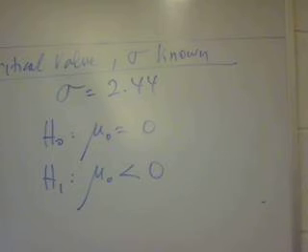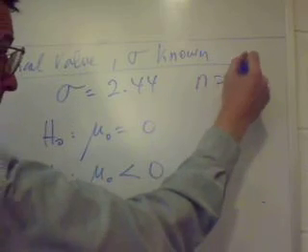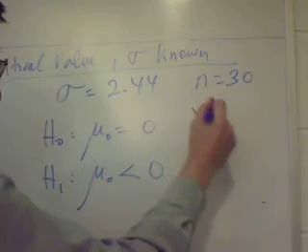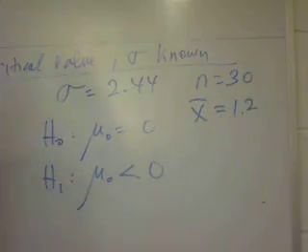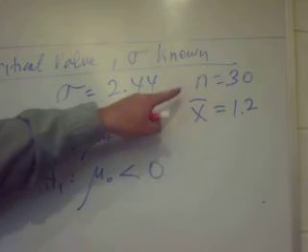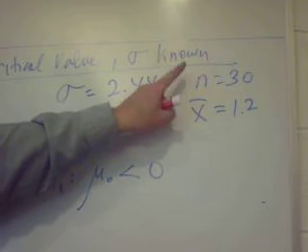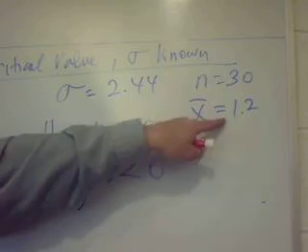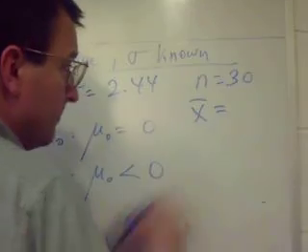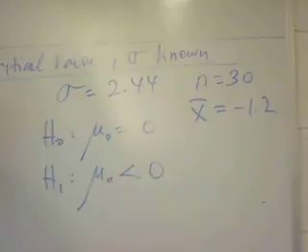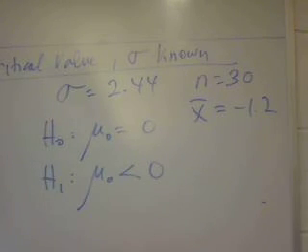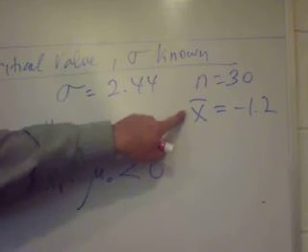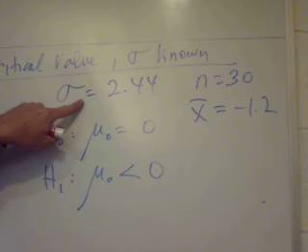The study said that the sample of 30 subjects, so N is 30, decrease on average 1.2 hours a night. Okay? So 30 people in the study drank coffee or some caffeine before bedtime. They measured a decrease, I should put a negative sign here, a decrease of 1.2 hours a night in their sleep time. And again, sigma is known.